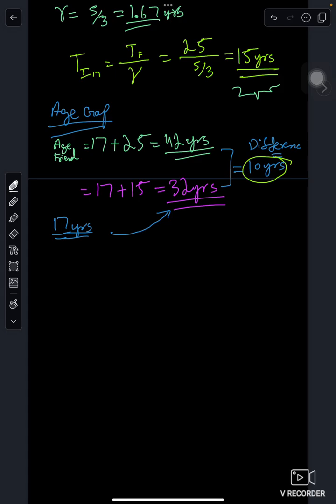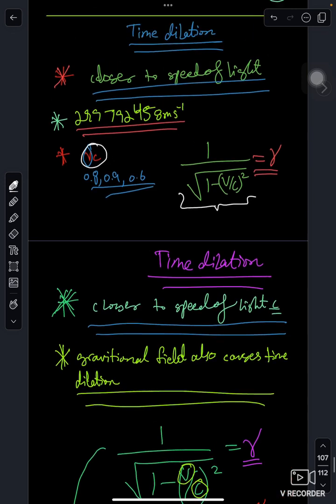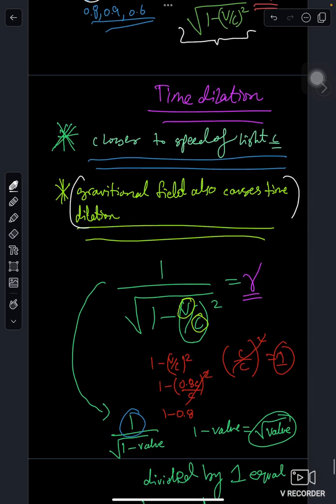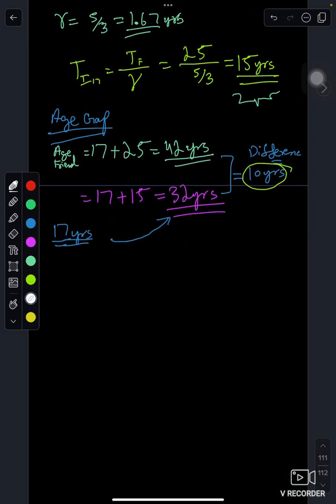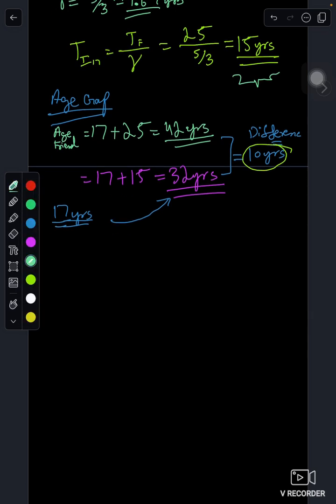In conclusion, wait, one more thing. We also talked about how the gravitational field also causes time dilation. When you're near a stronger gravitational field, and what has a stronger gravitational field? One and only black hole.